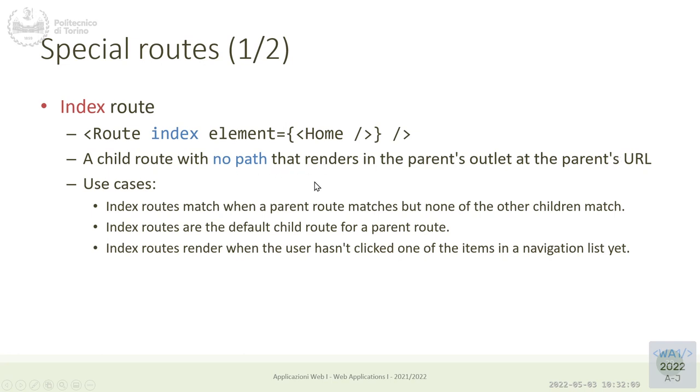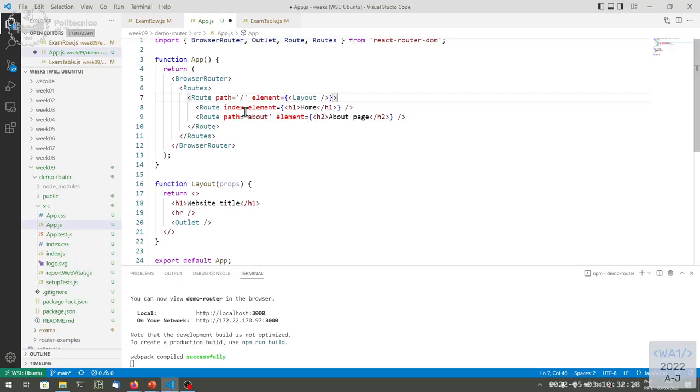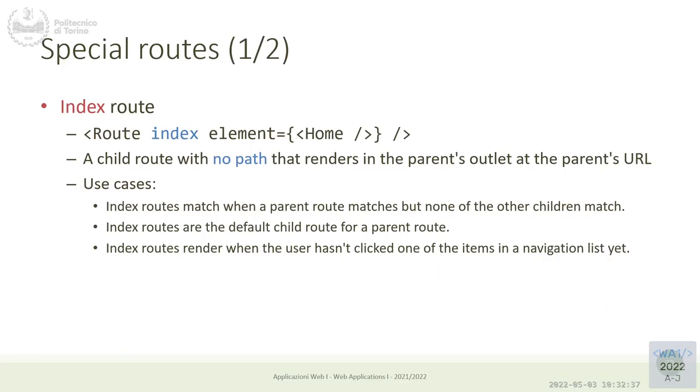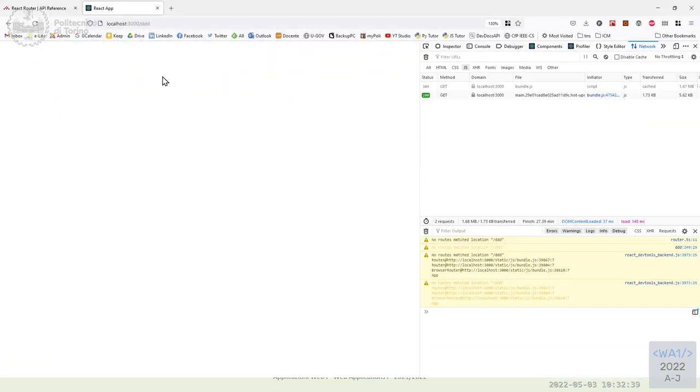The sentence here is strange. It says a route with no path that renders in the parent's outlet at the parent's URL. It means that actually this doesn't have any path by itself, but it will reuse the path of the parent. Okay, so when I wrote path equal to the empty string, I was not so sure if it had worked because it was a special case. Usually, this is the index keyword that is designed for this purpose.